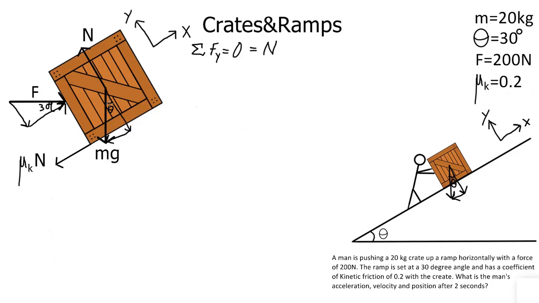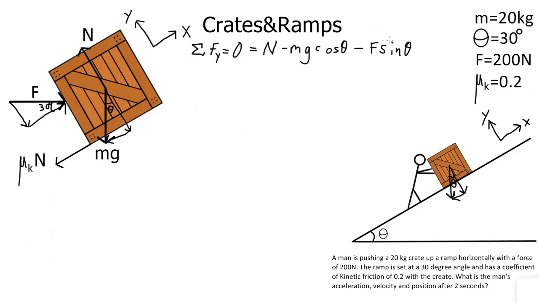So now we need the y component of the weight. So that's going to be minus, since it's in the negative y direction, mg. And then it's going to be cosine of theta, because it's the adjacent side. So cosine theta. And then we also have to include the y component of the force, F. And that's just going to be the sine of theta for that one. So it's going to be minus F sine of theta, because it's the opposite side.